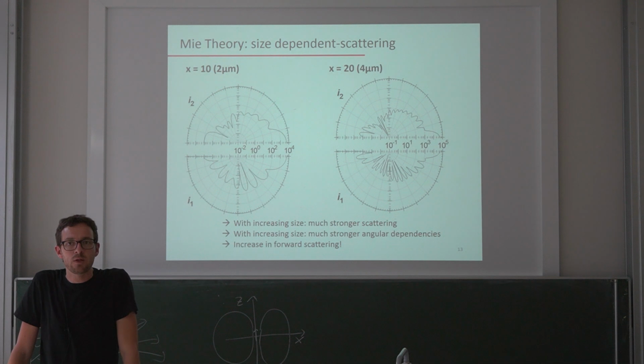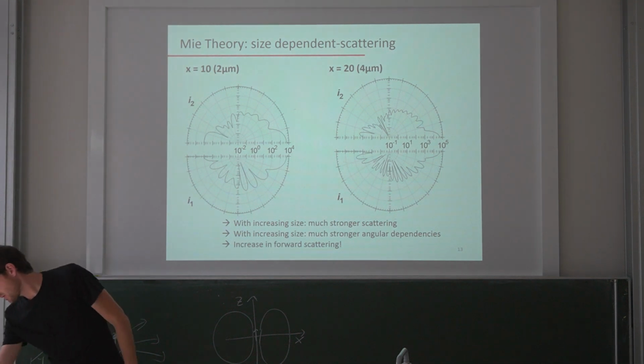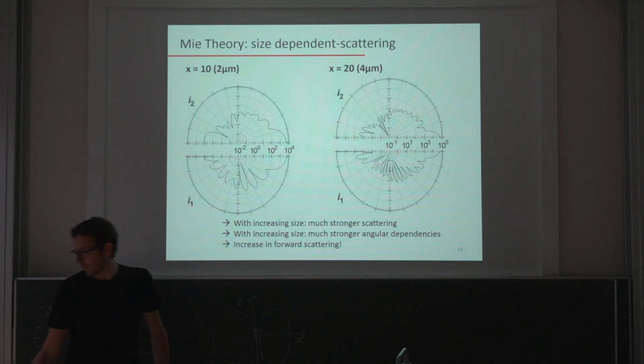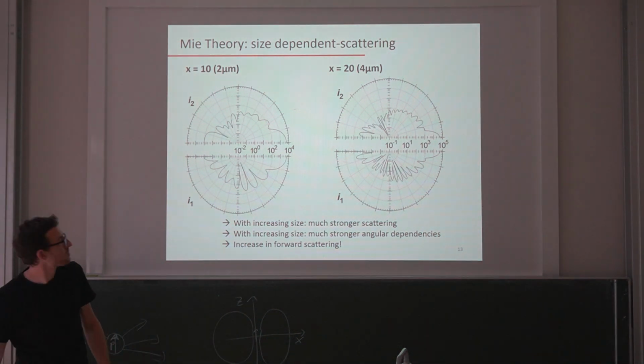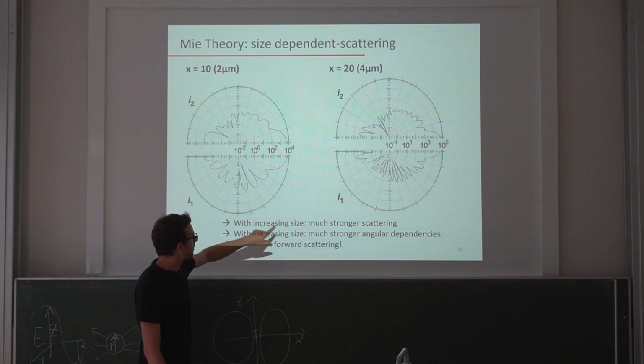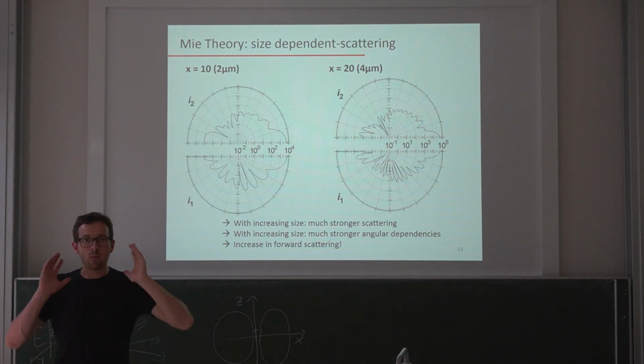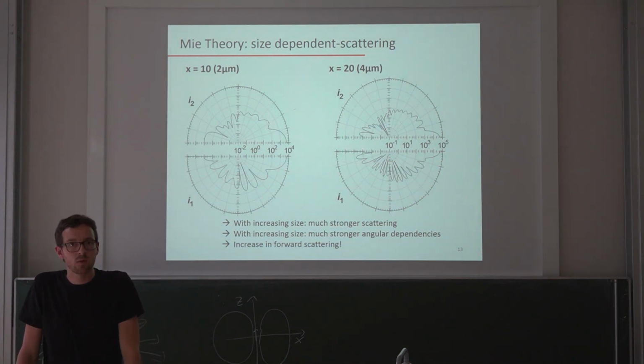So what can we deduce from that or summarize from this? First, much stronger scattering with increasing size. Secondly, much stronger angular dependencies. And thirdly, more increase in forward scattering.